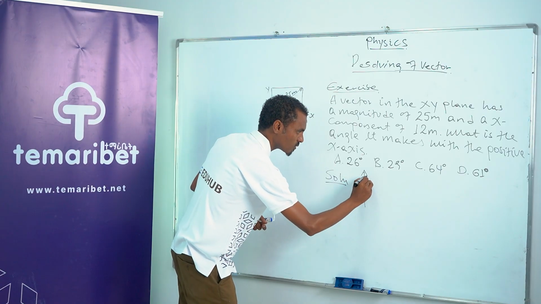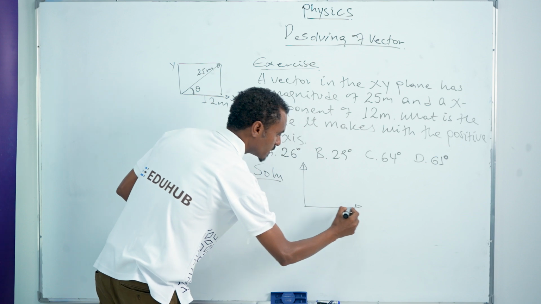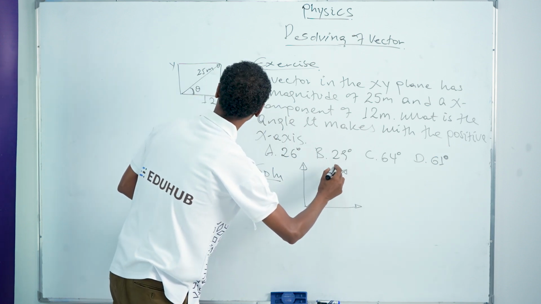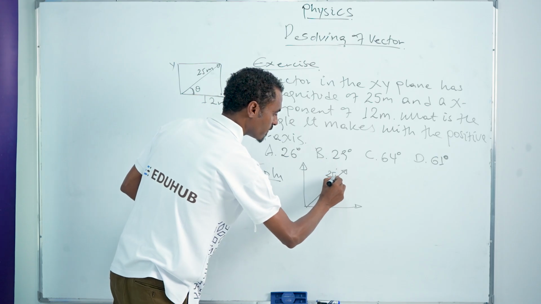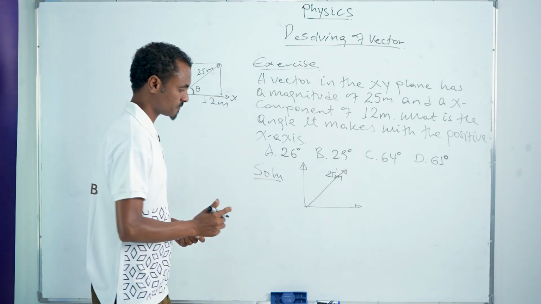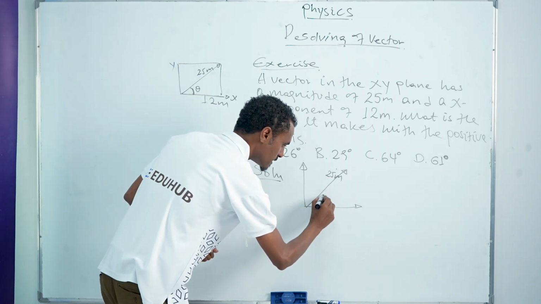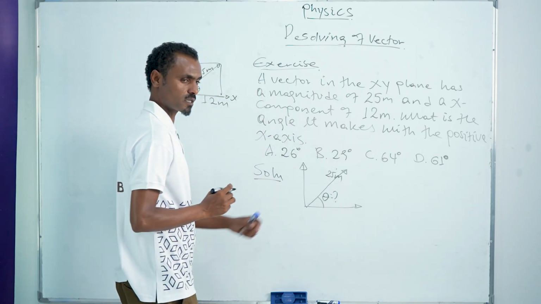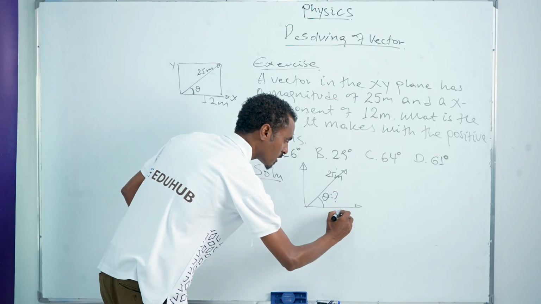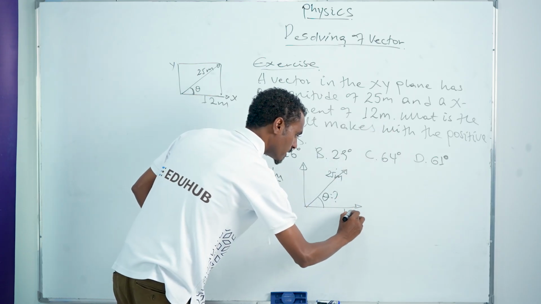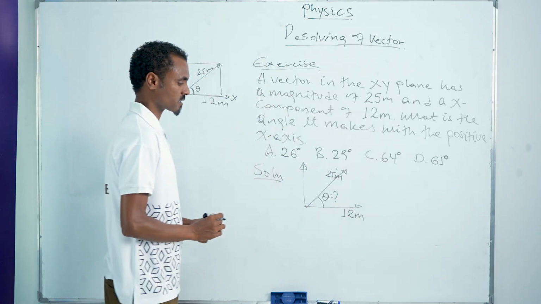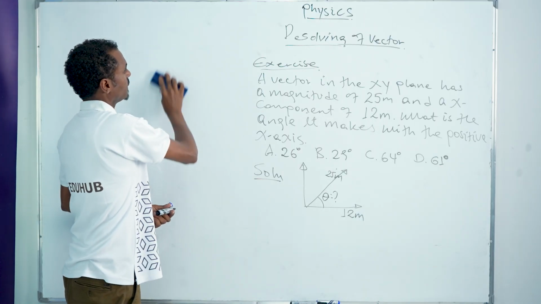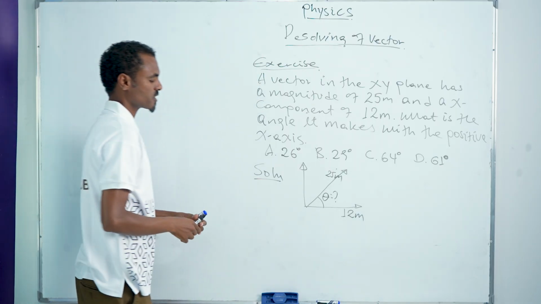Let's draw a free body diagram. This is our S, that is 25 meter, and this is our required angle, theta. How can we determine it? The horizontal component is already given, that is 12 meter. Let's represent it trigonometrically first.